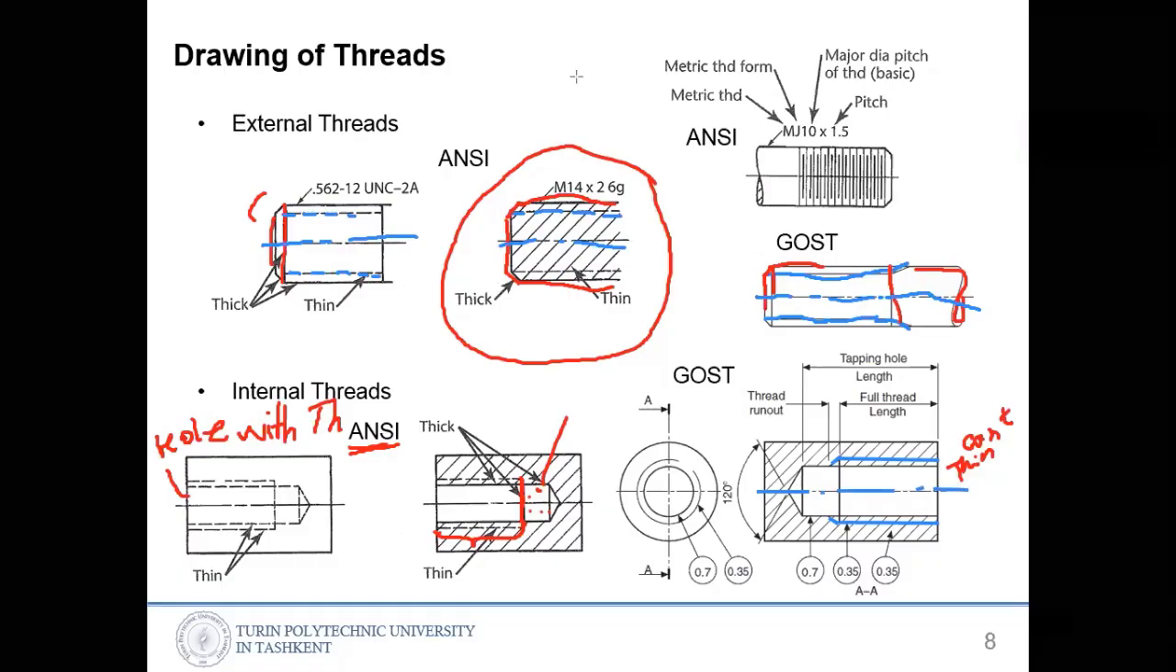All others are thick line. This is thick line. Even this one is thick line. So the threading is until this place, starting from the entrance up to here. That is the threaded part. We call it the full thread length. And there is a run out place, the thread run out.